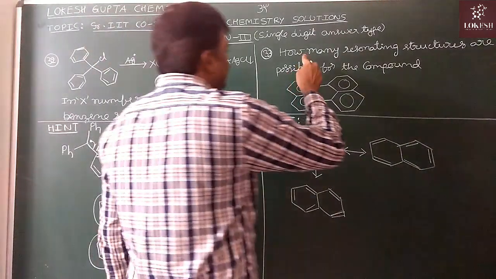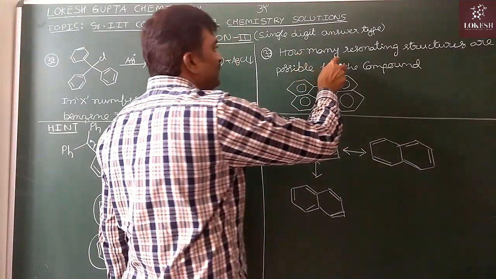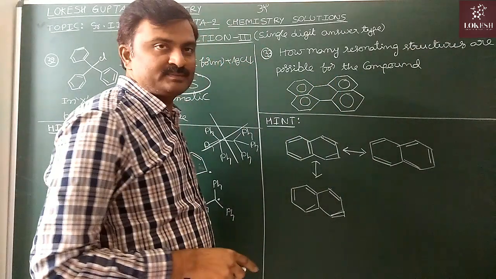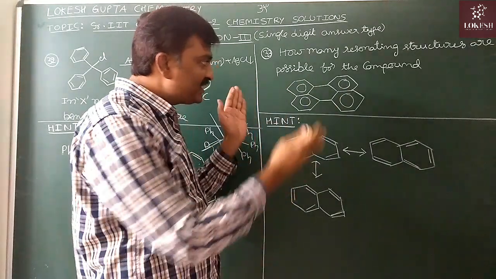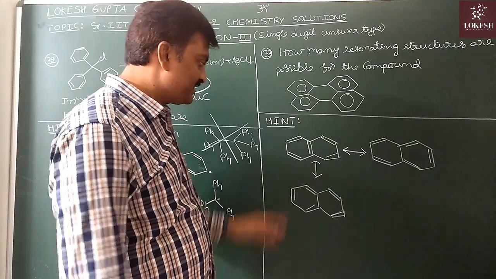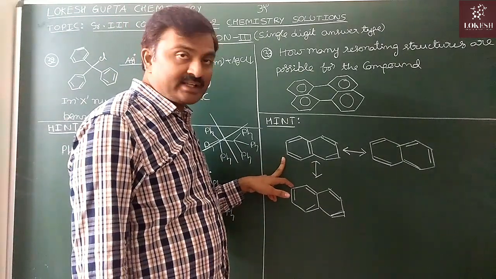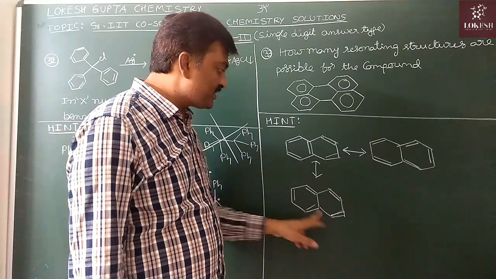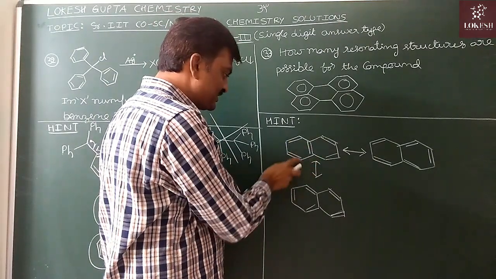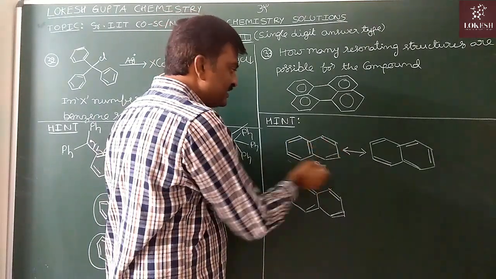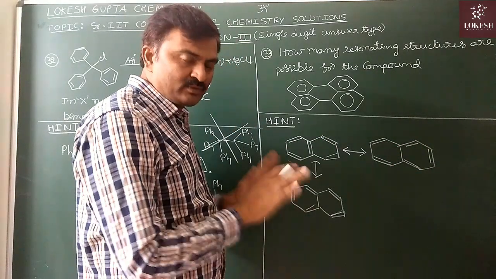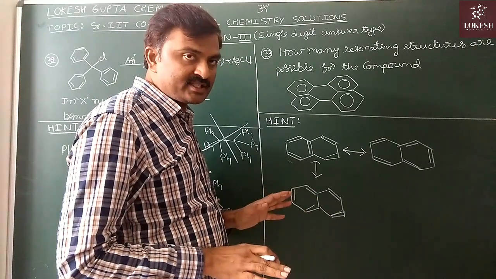Next question, 33rd question. How many resonating structures are possible for the compound in which 2 naphthalenes are attached together? See, for naphthalene, how many resonating structures are possible? 3 only are possible. In this ring, 3 double bonds, 2 possibilities. In this ring, 3 double bonds, 2 possibilities, like that. Overall, 3 resonating structures are possible.